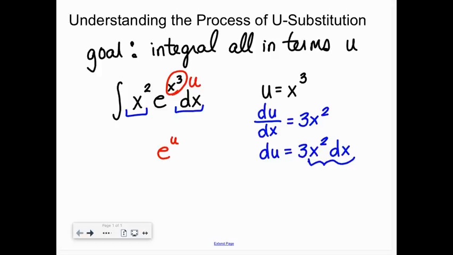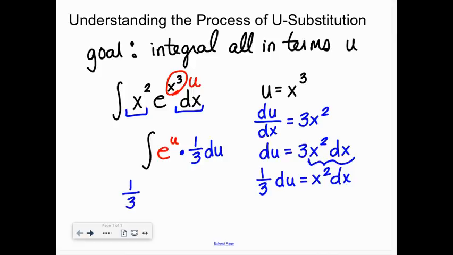3. Okay, remember, the whole goal is to substitute everything in for what you have. So if I don't have a 3, well, I need to divide by 3. So then I know that the x squared dx is actually equal to 1/3 of du. So I get 1/3 du in my integral. Again, that 1/3 is a coefficient. It can come out. So I get the integral of e to the u du.